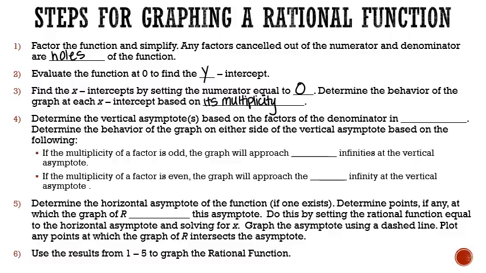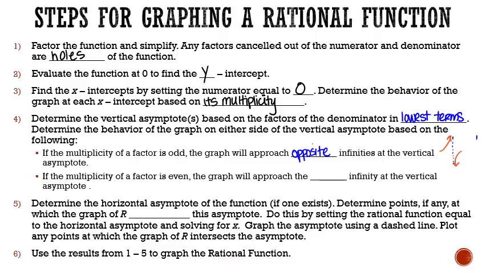Step 4. Determine the vertical asymptotes based on the factors of the denominator in lowest terms. Determine the behavior of the graph on either side of the vertical asymptote based on the following. If the multiplicity of a factor is odd, the graph will approach opposite infinities. So what we mean by that is if you have a vertical asymptote, on one side the function will be approaching positive infinity, and on the other side of that vertical asymptote the function will be approaching negative infinity.